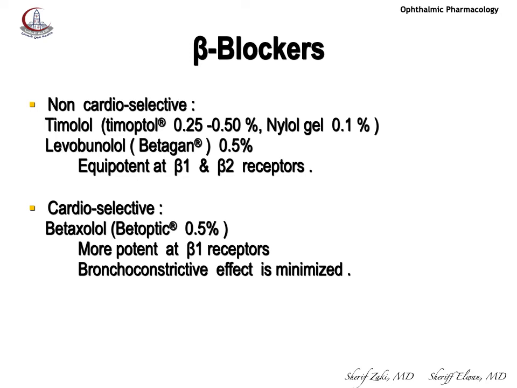They can be classified into non-cardioselective and cardioselective. The non-cardioselective are like timolol and levobunolol. Timolol is known by the trade name timolol as well, and levobunolol is known commercially as Betagan. They are equipotent at both beta 1 and beta 2 receptors, while the cardioselective betaxolol, or Betoptic, is more potent at the beta 1 receptors, and therefore its bronchoconstrictive effect is minimized.